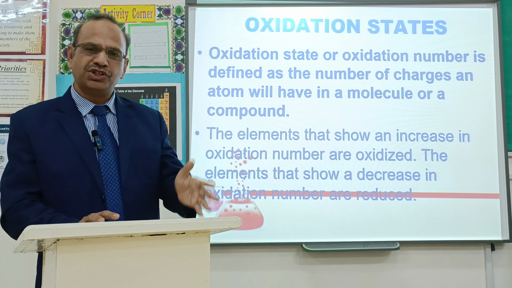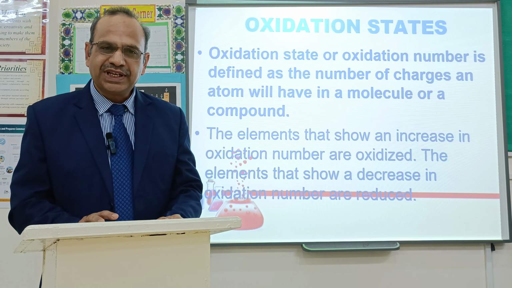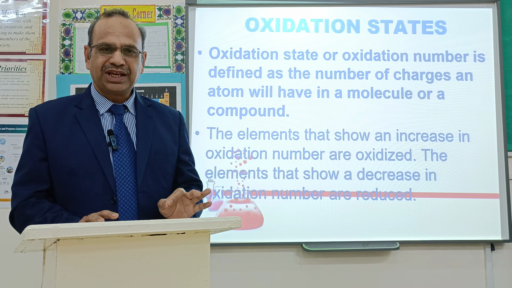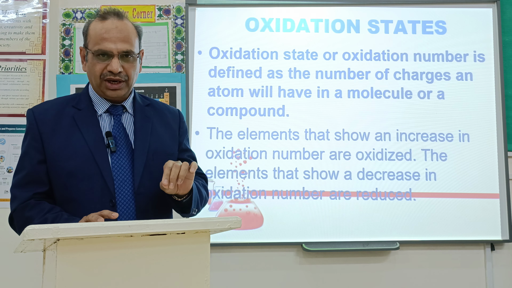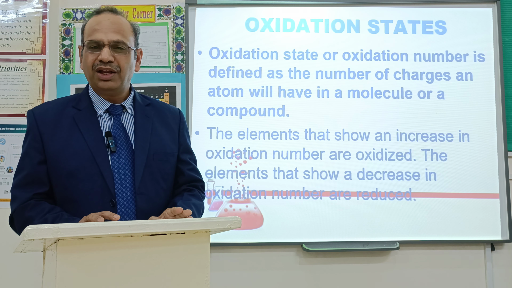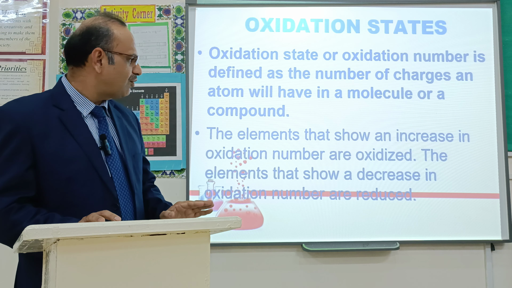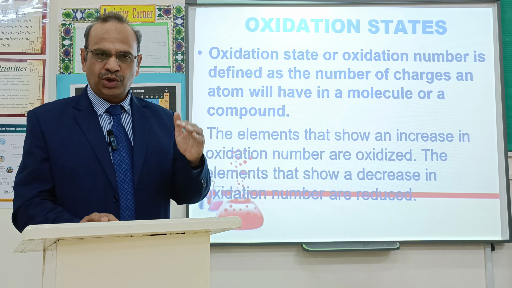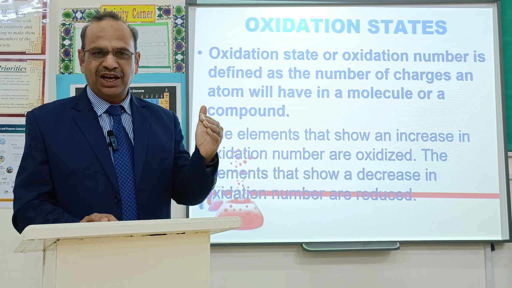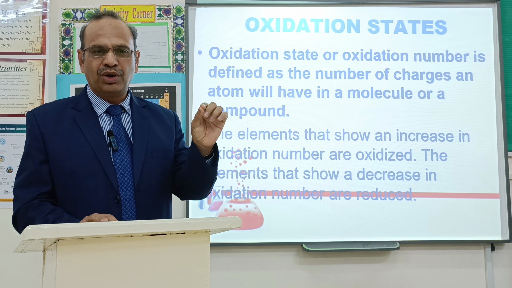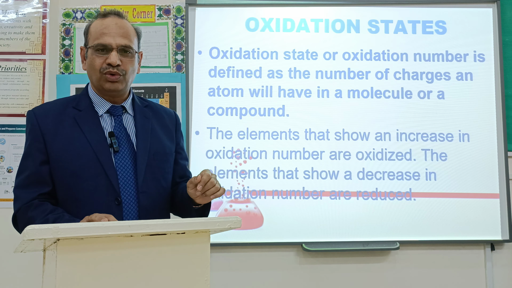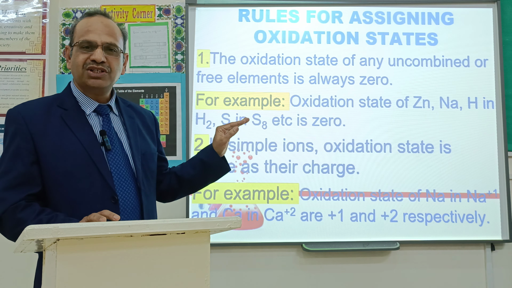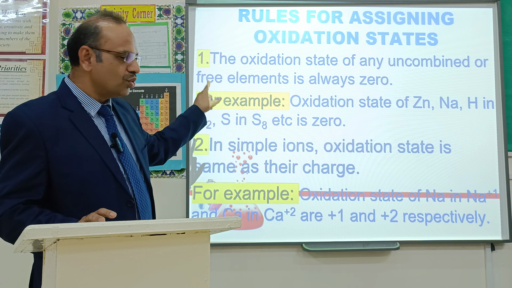Next, what is oxidation number? Oxidation number is an apparent charge on an atom in a molecule or a compound. So first of all, you must know the definition of oxidation number. Now next, how can we assign the oxidation number on an atom in a molecule? For that, we must first memorize the rules.